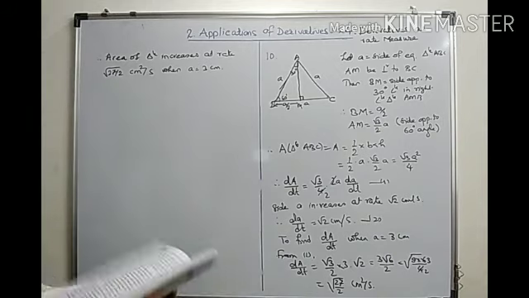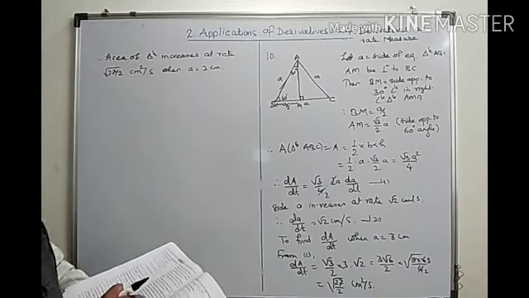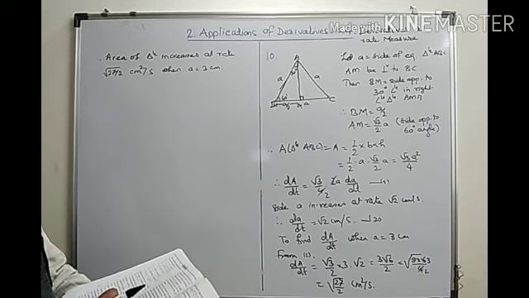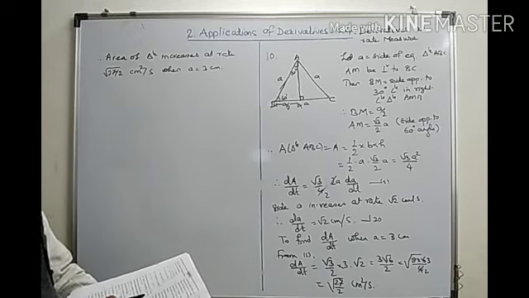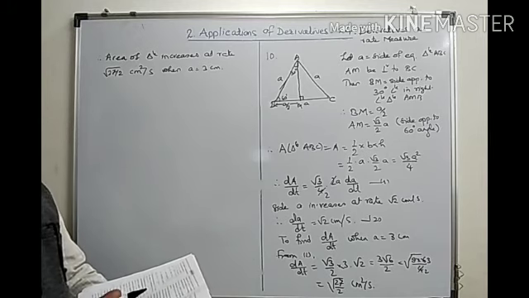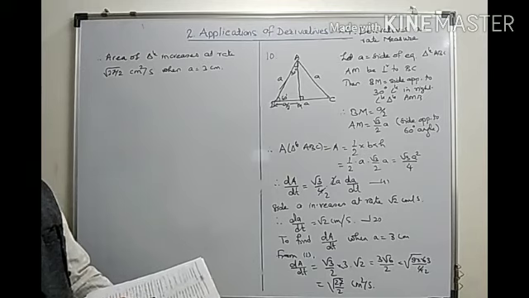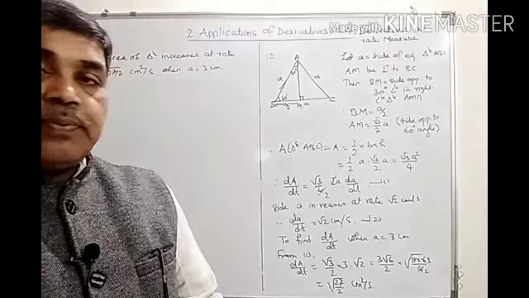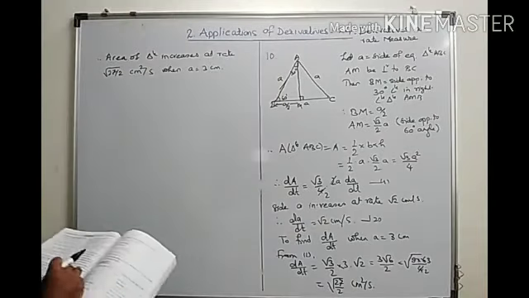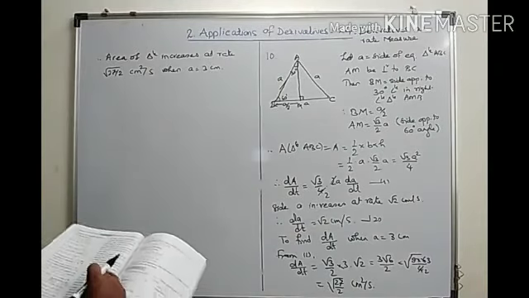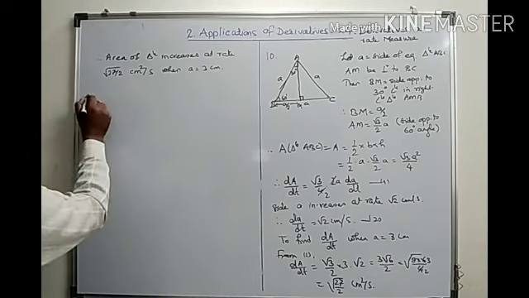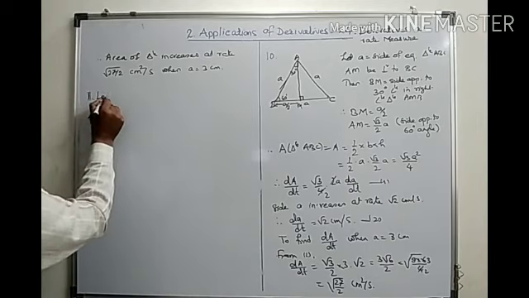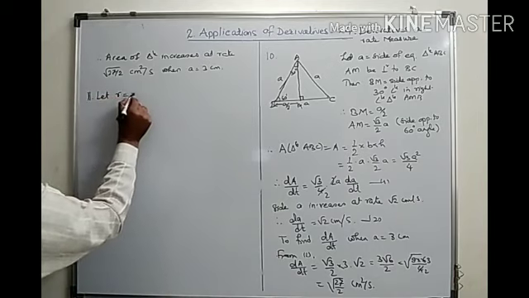Is it clear? Next one is given. The volume of sphere increases at the rate of 20 centimeter cube per second. Find rate of change of surface area when its radius is 5 centimeter. Okay. So 11. Let R be the radius of sphere.